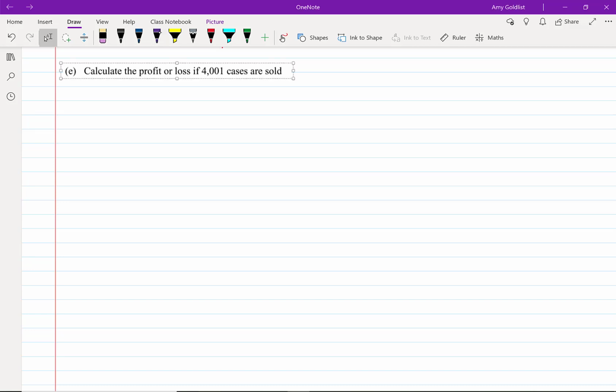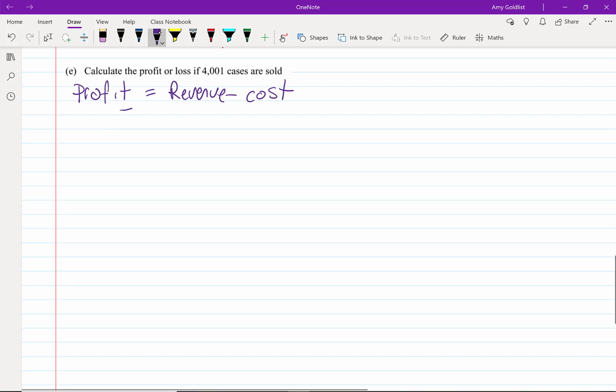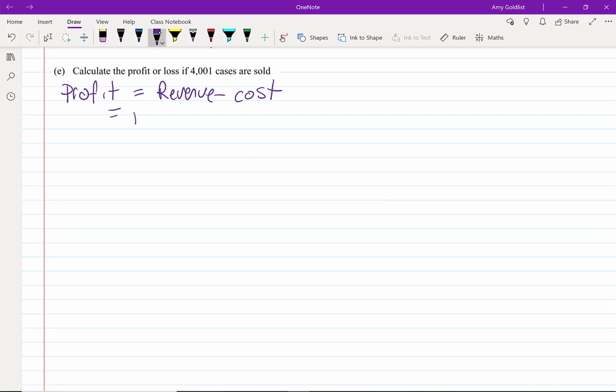Okay, going back to this problem, let's calculate our profit or loss if 4,001 cases are sold. So profit equals revenue minus cost. This time, I'm going to write this with variables before I put in our numbers. Profit is revenue. Revenue is price times quantity, and quantity is X. Cost is going to be fixed costs plus variable cost times X.